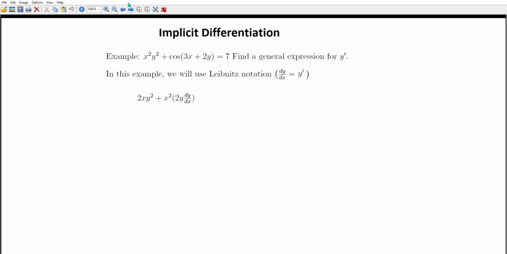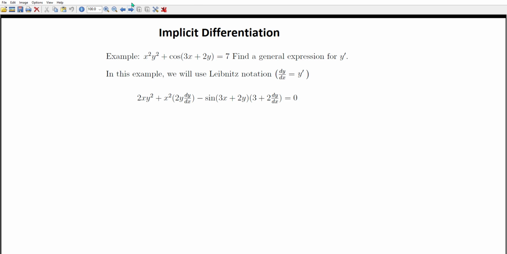Next, we look at this term. This is very clearly a chain rule. Derivative of cosine is minus sine, so it's minus sine of 3x plus 2y, now times the derivative of 3x plus 2y. And the derivative of 3x is 3, and the derivative of 2y is 2 dy/dx. And that's going to equal the derivative of 7, which is 0.